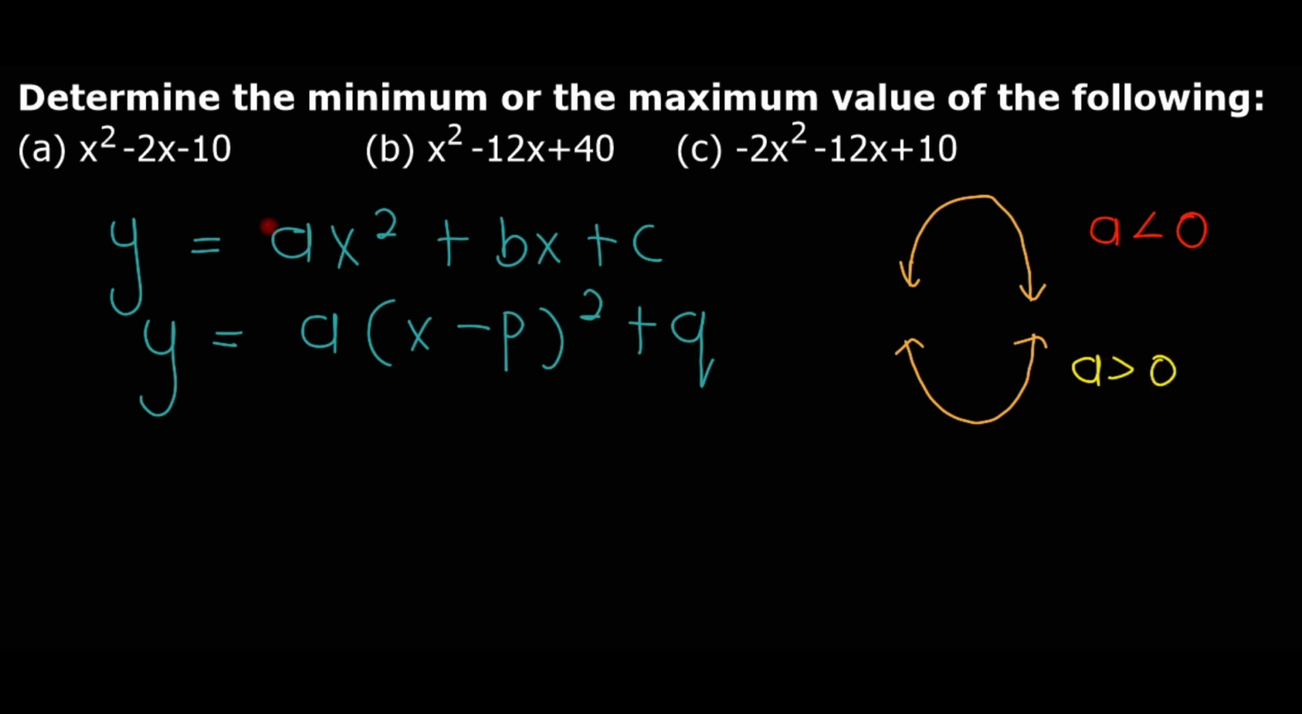Meaning this a, or this a, is positive or negative. So when a is negative we get this shape, and when a is positive we get this shape. Let's say we have a parabola in this way.